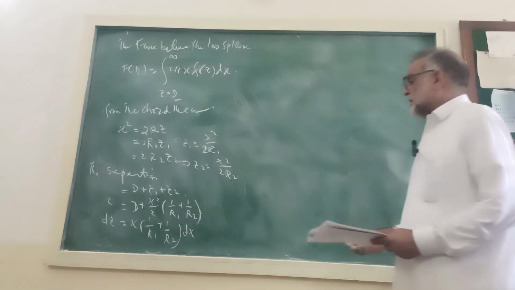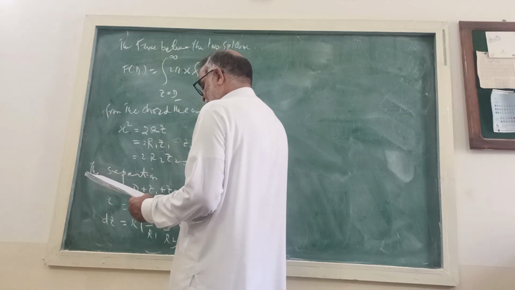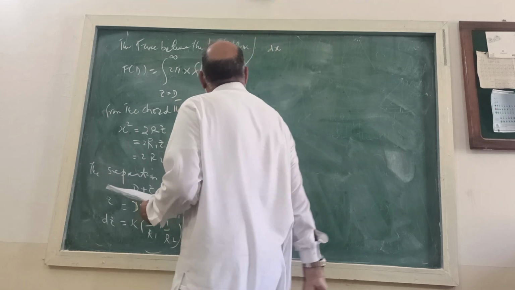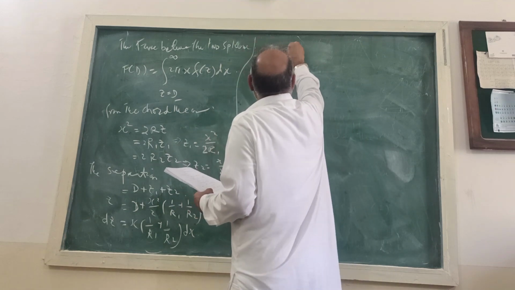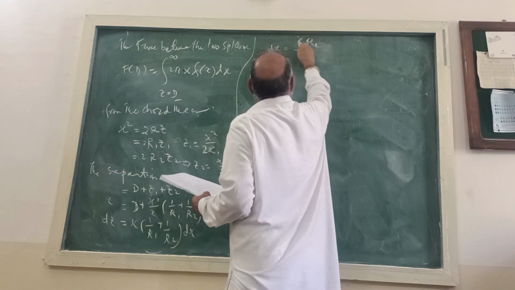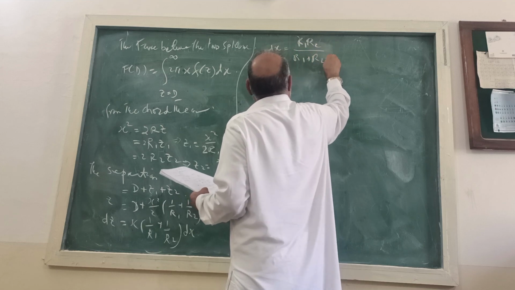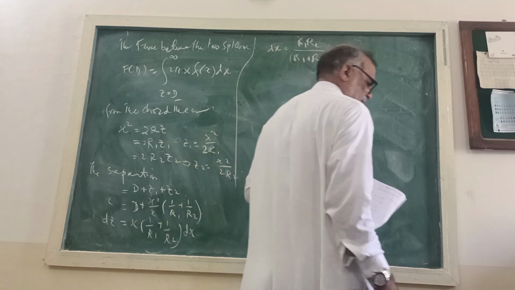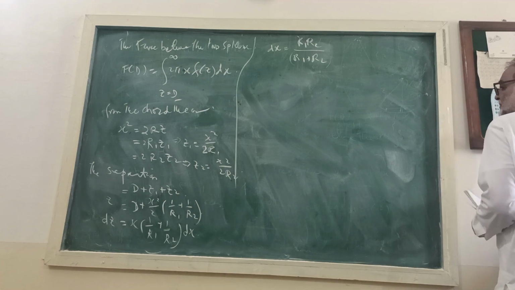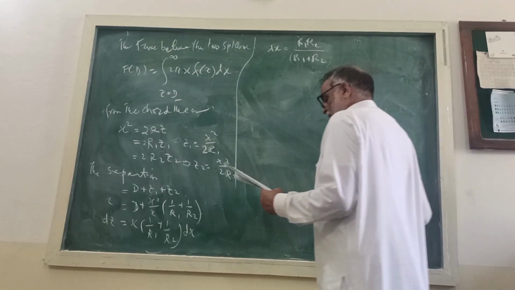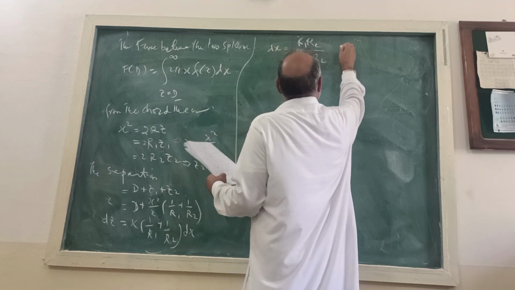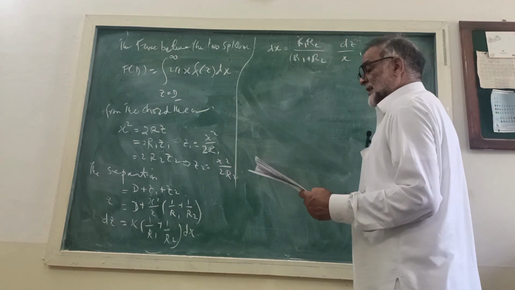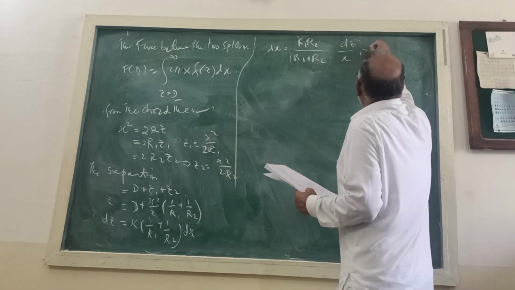Now I can find dx from here, right? dx equal to r1 r2 divided by r1 plus r2 and dz over x. Right? So let me put this in equation 2. Apply this equation 3.